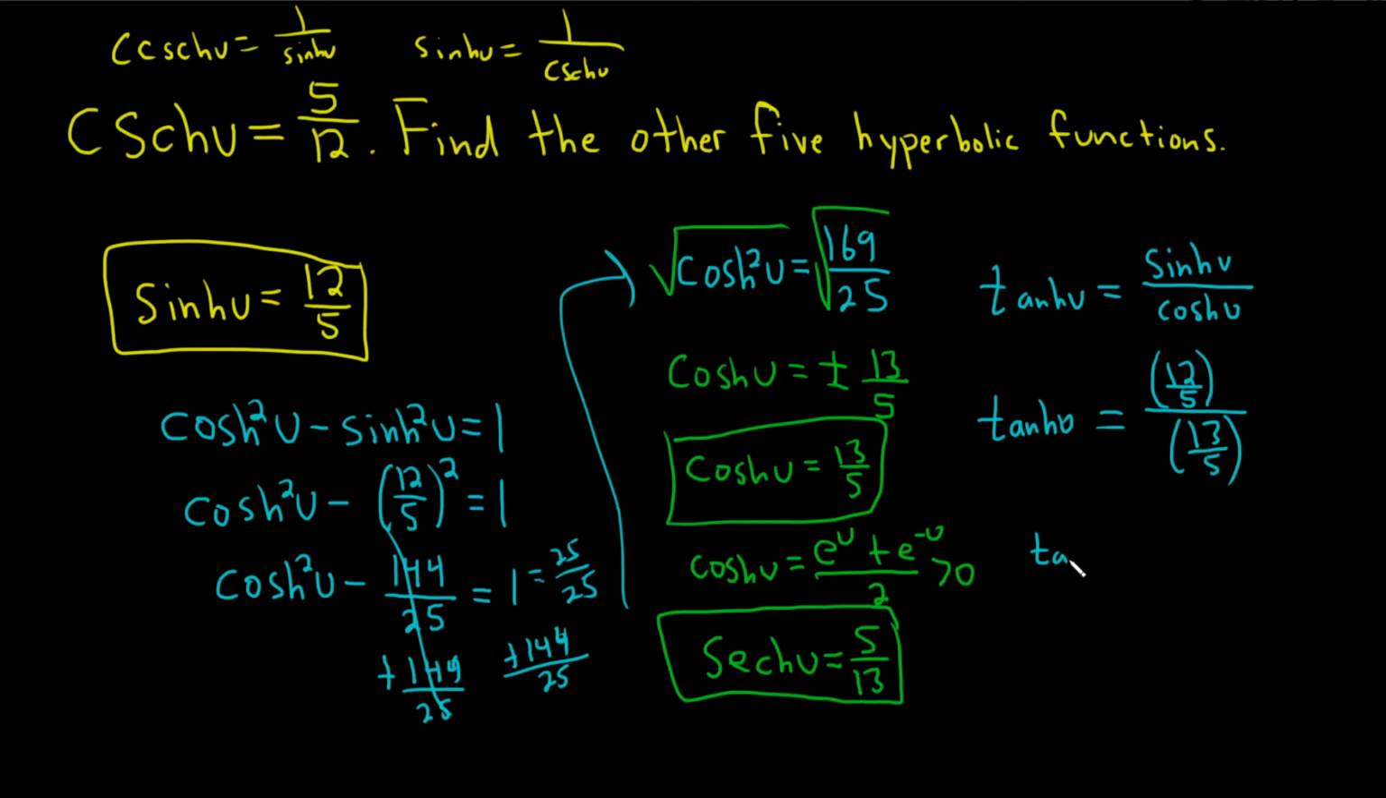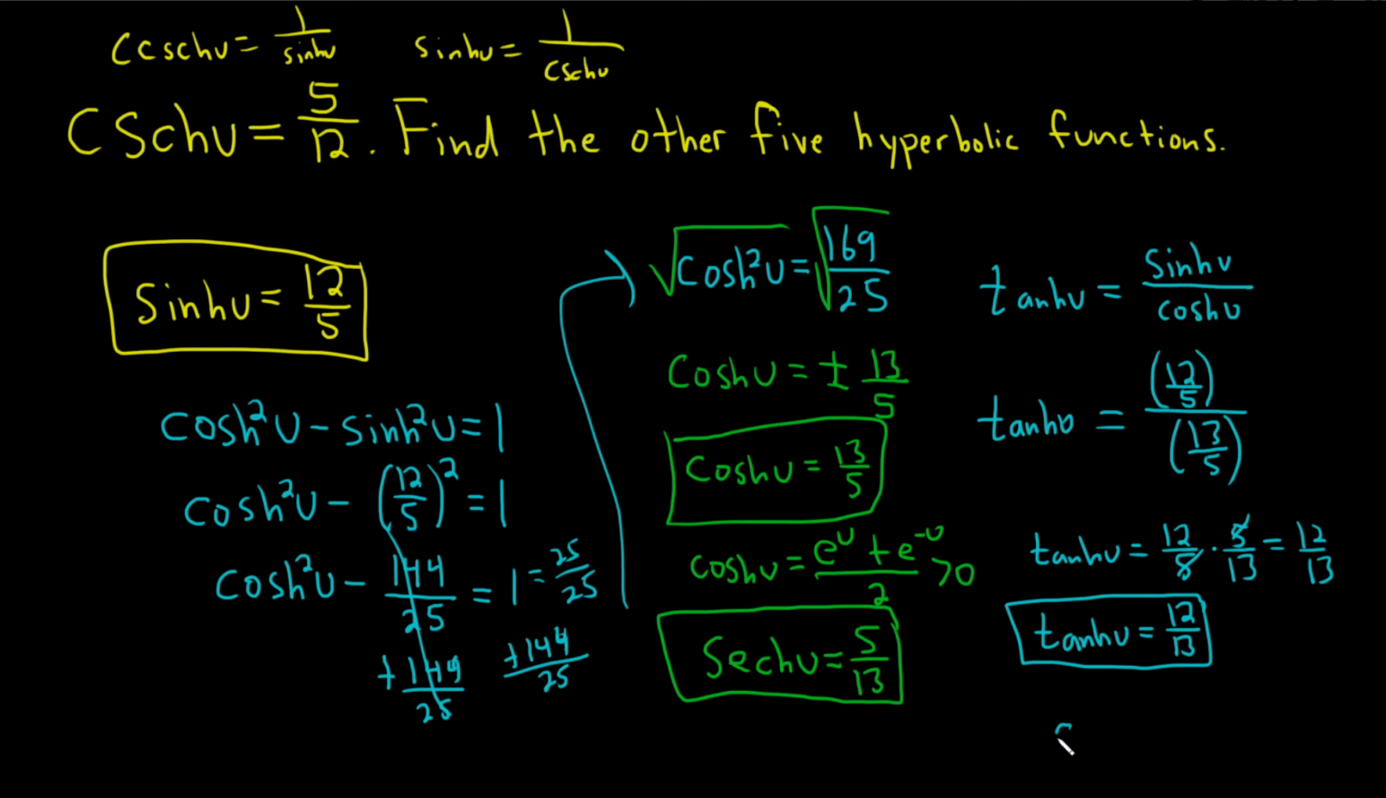So for the hyperbolic tangent of u, you take 12 over 5 and you divide it by 13 over 5. Well, when you do that, you really multiply by the reciprocal, right? So this is really 5 over 13. These 5's cancel and you just get 12 over 13. I'll write it again here for completeness. The hyperbolic tangent of u is equal to 12 over 13. That would be tanh of u. And then what's left is the reciprocal of the hyperbolic tangent, which is the hyperbolic cotangent of u. So you just flip this one, and you get 13 over 12. And that would be the last one.